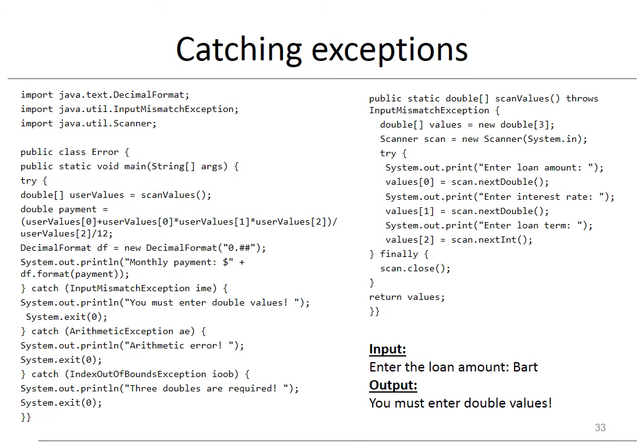It is also possible for a method to throw an exception, which is then handled in another method calling it. You can see this illustrated here. The method scanValues uses a Scanner object to enter the loan amount, interest rate, and loan term from the console and store it in the values array. As indicated in the method header, it can throw an InputMismatchException, which is not handled here, but in the calling method, which is the main method. Note that the scanValues method also includes a finally statement to properly close the Scanner object.